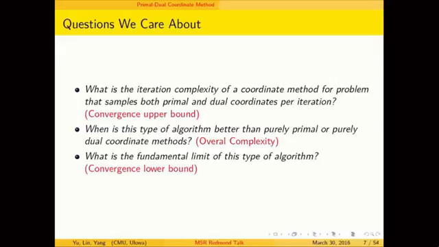In this talk, we will care about and answer the following questions. The first is: what is the iteration complexity of a coordinate method for a problem where we can sample both from the primal and dual spaces per iteration? It is essentially to answer what is the convergence upper bound of the algorithm. The second question is: when would this type of algorithm be better than the purely primal or purely dual coordinate methods? And this will be concerned with the overall complexity of the algorithm.